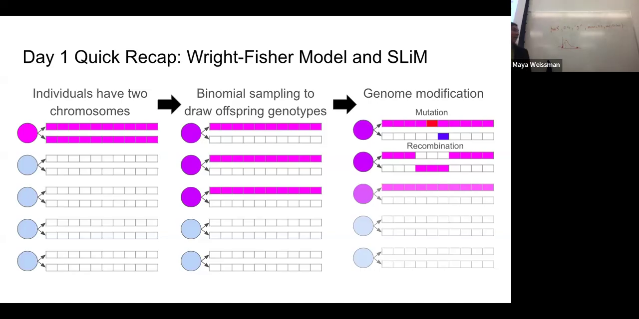So let's do some back of the napkin math. If our mutation rate is 10 to the negative 6, and you're simulating a chromosome that is, let's say, 10 to the third, and a population of size 10 to the third, how many mutations would you expect to see in a single generation?